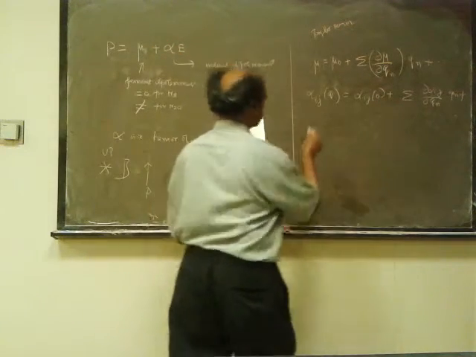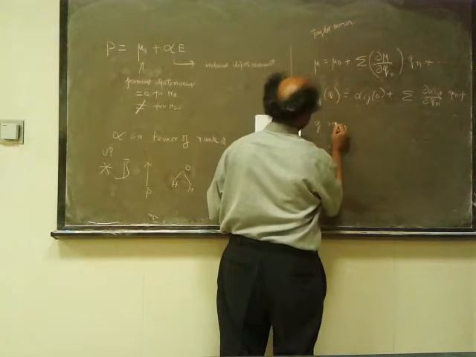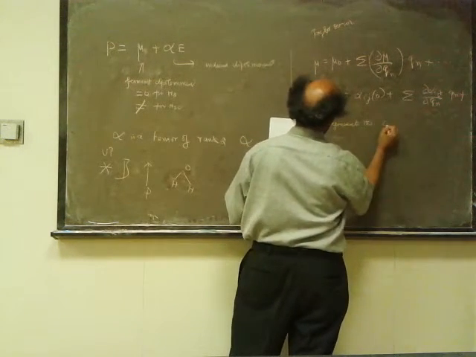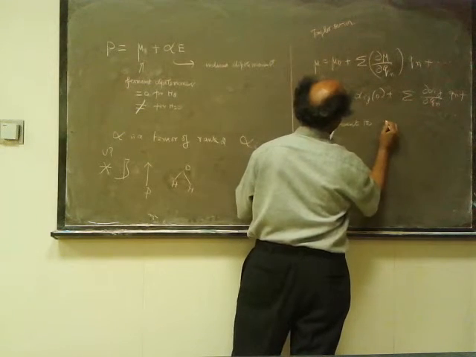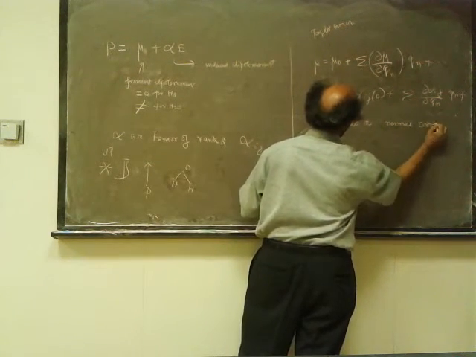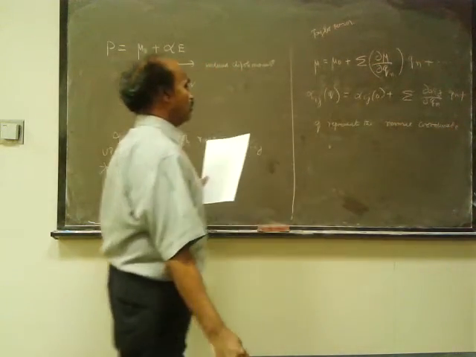Q represents the coordinate, or in fact is called a normal coordinate.